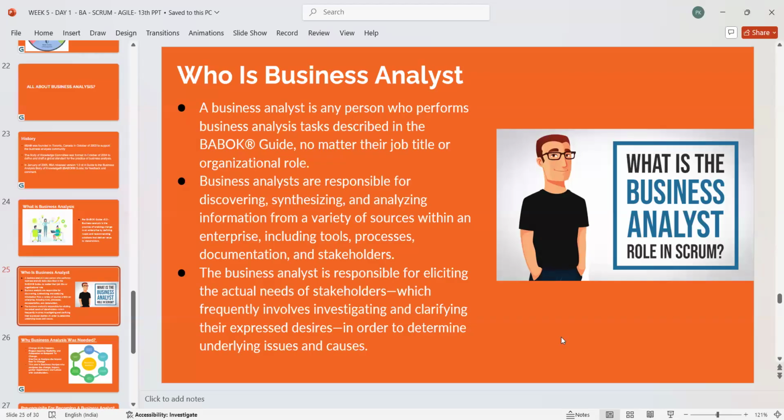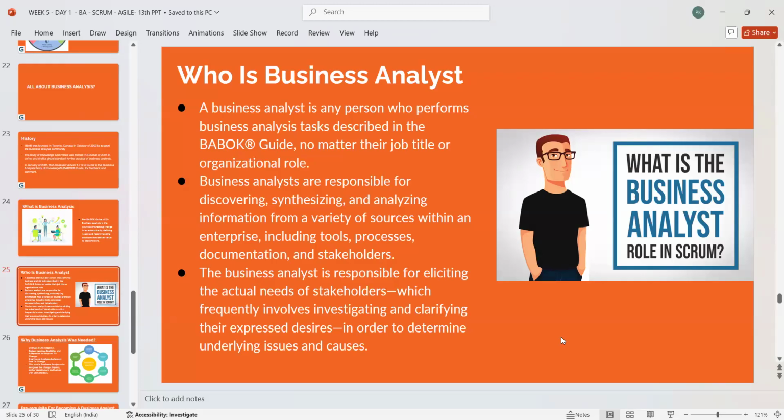A business analyst is any person who performs business analysis tasks described in the BABOK guide, no matter their job title or organizational role. Okay. So a BA is a person who performs the tasks as described in the BABOK guide, no matter their job title or organization role. Now this is really, really important.